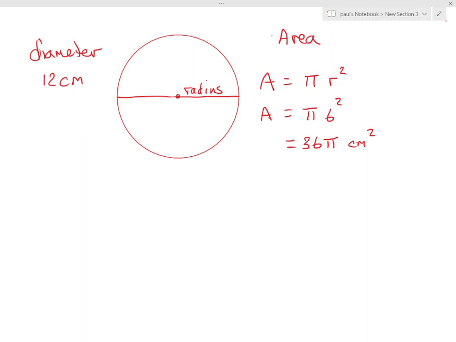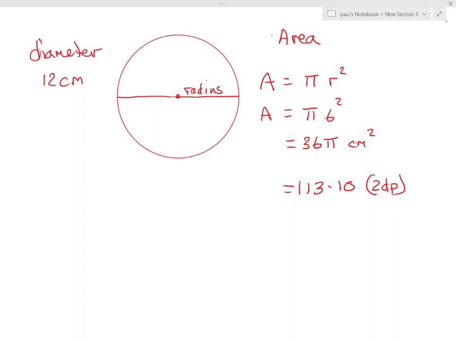So as a decimal, we would just go pi times 36, and that would be 113.10 to two decimal places. Awkward, look, 10. Never normally put that when you've got a decimal, but you need to put the 0 in there to demonstrate to whoever's marking this that you have understood the two decimal places. So that's how to find the area of a circle.